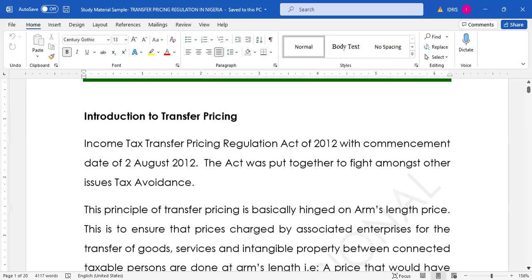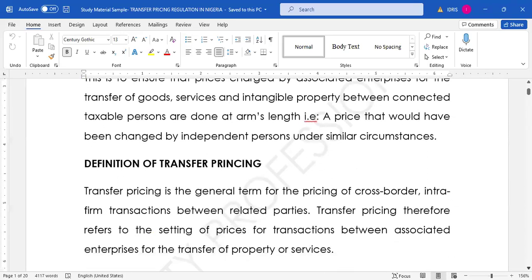What do we call transfer pricing? Transfer pricing, as we all know, is the price at which goods and services are transferred between interrelated companies. A and B are interrelated; they belong to the same group of companies. If A renders service to B, what price is it going to charge B? That price A charges B is called transfer pricing. If A sells goods to B, the price charged on the sale of the goods is called transfer pricing.